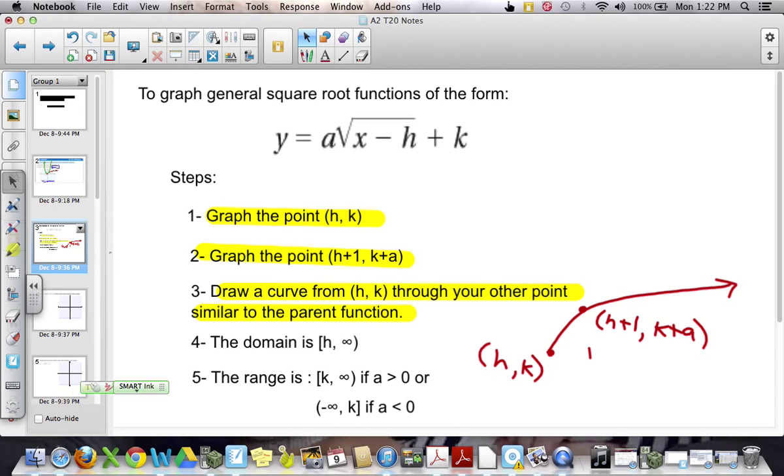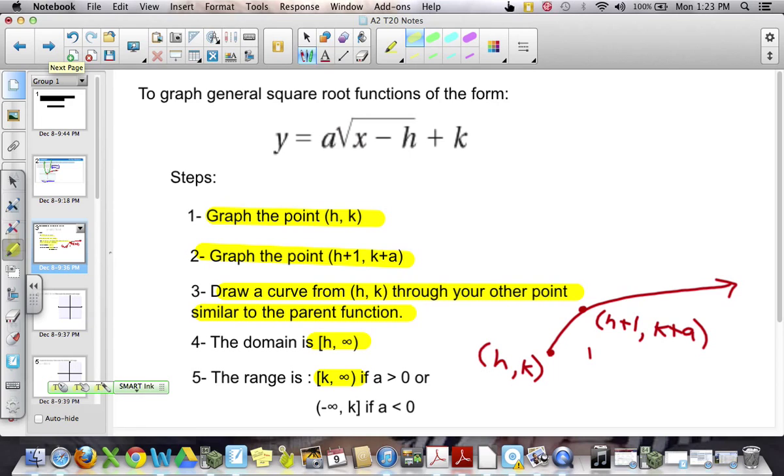Now, determining your domain and range, the domain is always going to be based on h. So if you look at h, that will be the low point of your domain, and infinity will be the high point. So your domain will always go from h to infinity. So you should always write your domain in that manner. Now the range is a little bit trickier because it depends on what your value of a is. If a is greater than 0, so if you have a positive value of a, then your range will be from k to infinity. So it starts at k and goes to infinity.